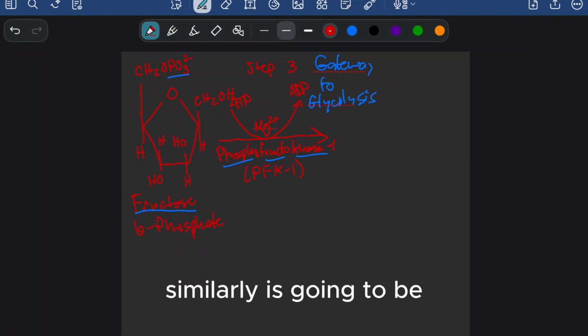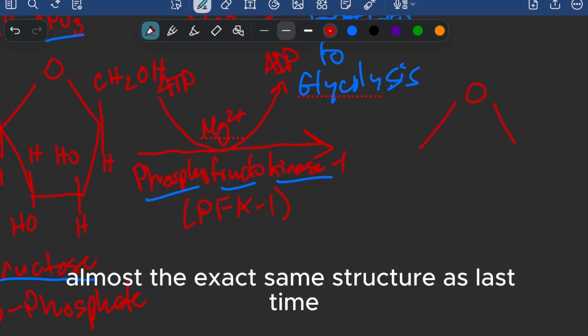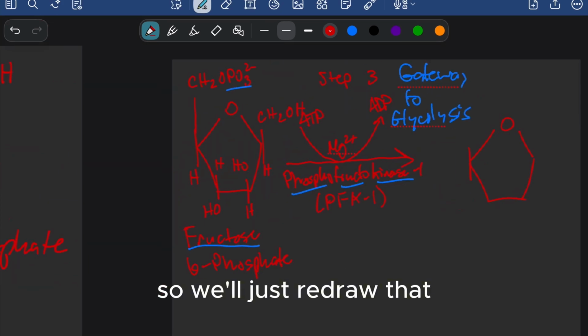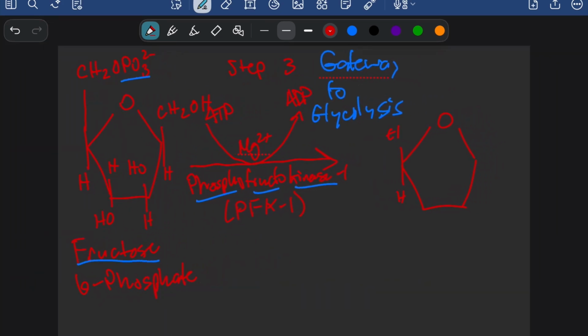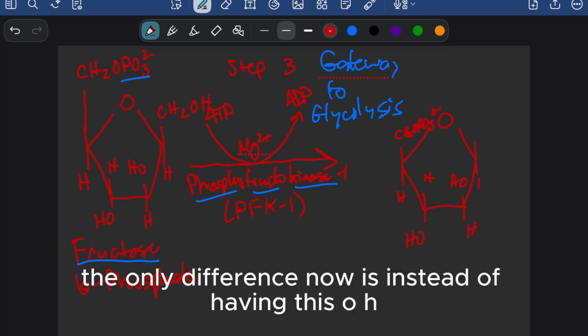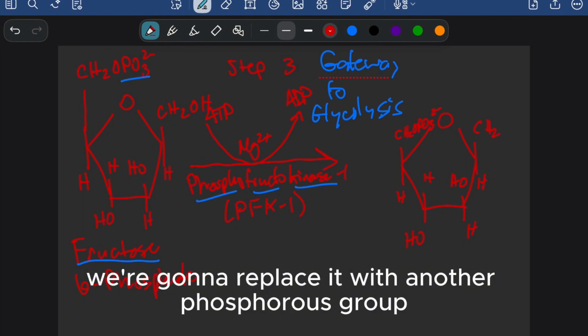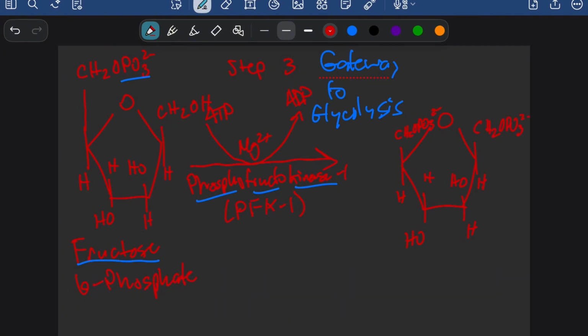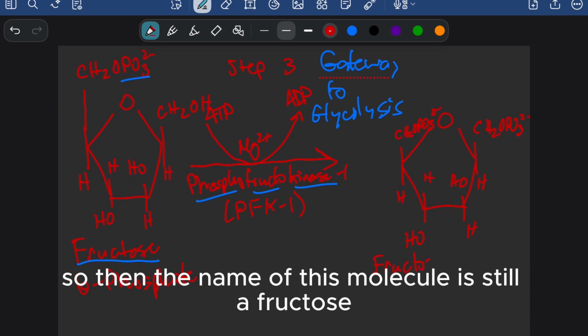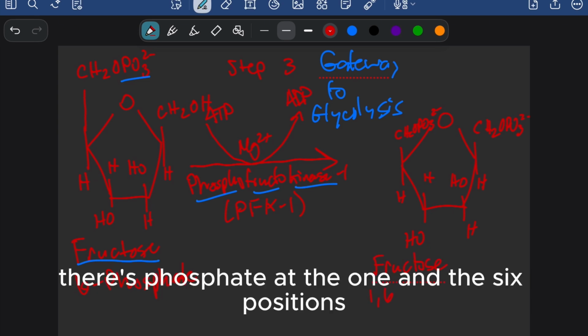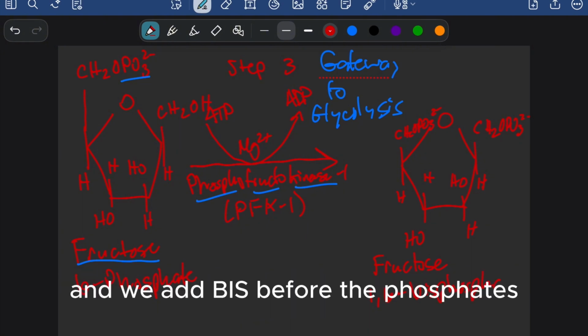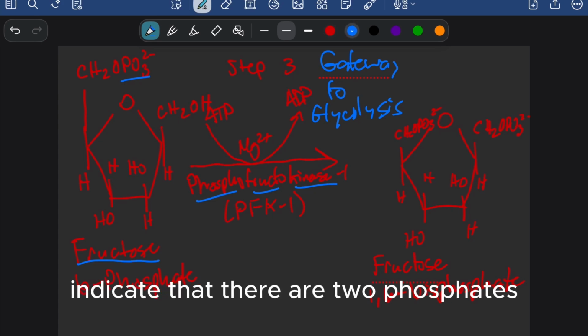So our product, once again, is going to be almost the exact same structure as last time. So we'll just redraw that. The only difference now is instead of having this OH, we're going to replace it with another phosphate group. So the name of this molecule is still a fructose, but now there's phosphate at the 1 and the 6 positions. And we add a bis before the phosphates to indicate that there are 2 phosphates.